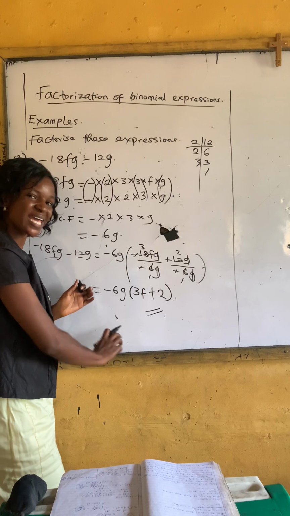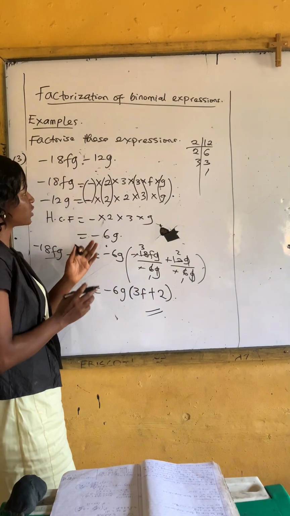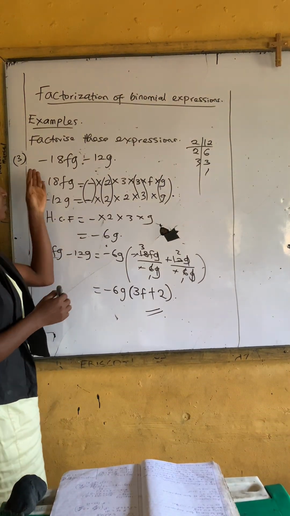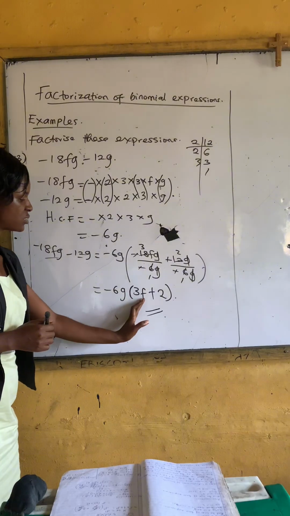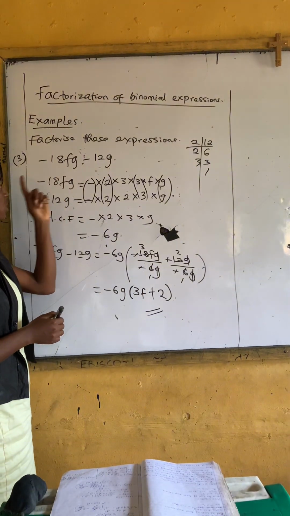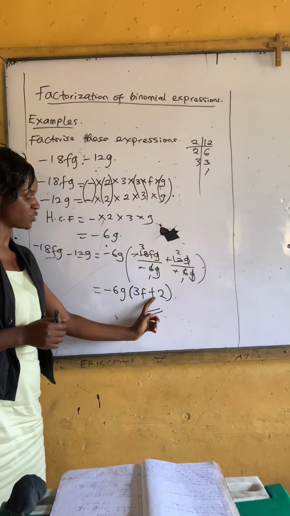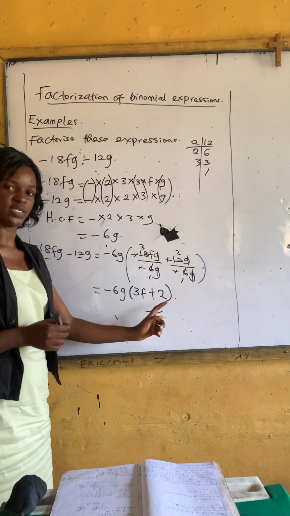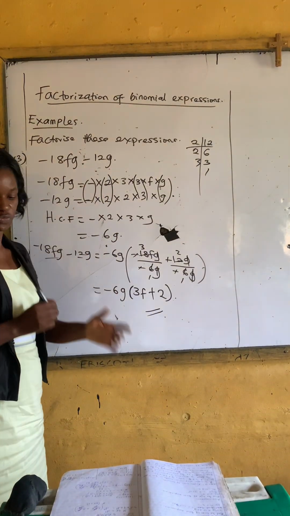So if you multiply it the same way as well, you have to get the same answer as this. So minus 6g times 3f is going to give us minus 18fg, and minus times plus will give us minus. 6g times 2 will give us 12g.